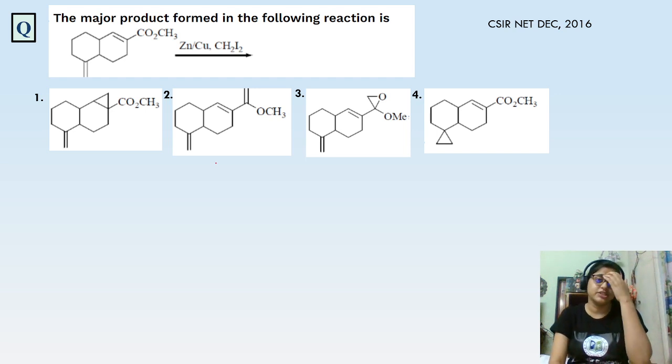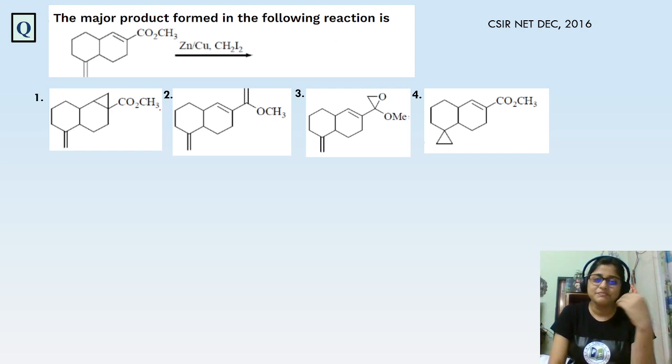Now coming to one question. The major product formed in the following reaction is, zinc-copper is given, CH2I2. Okay, you are thinking this is a very easy question. We know this reagent, right? Here a double bond is present, an alkene. So we know that a cyclopropane ring will form.